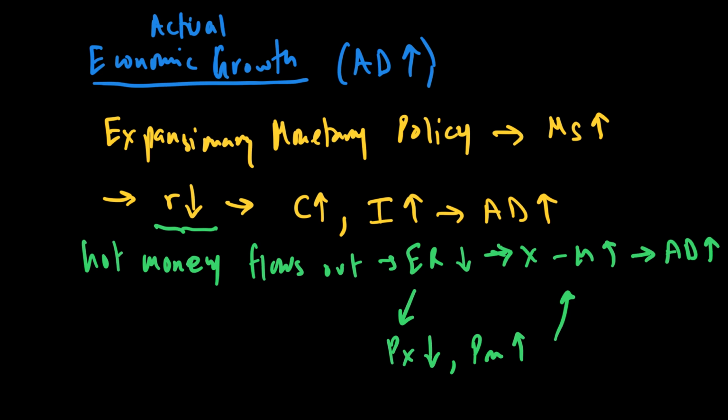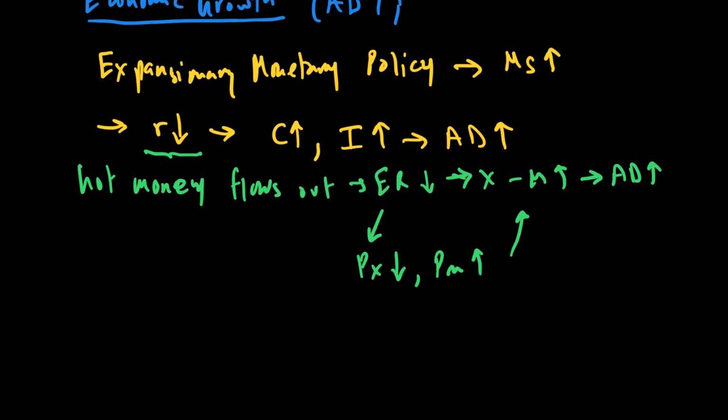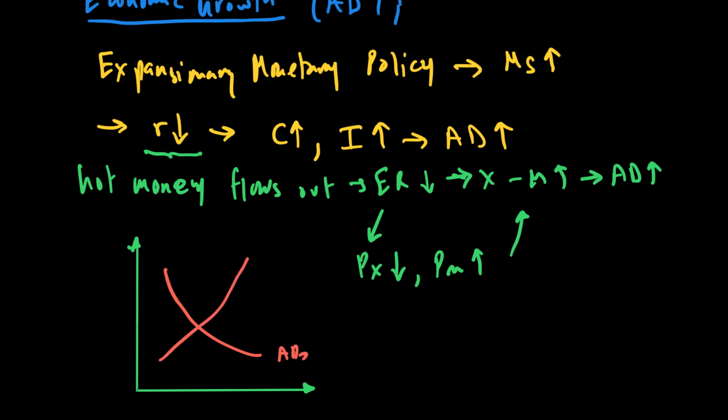So we use what we call expansionary monetary policy when we want to achieve basically economic growth, and in that case our AD curve will be shifting to the right. So our AD curve will look something like this, which will shift to the right as we are trying to achieve economic growth. So let me draw that graph here, where expansionary monetary policy is trying to achieve more economic growth or actual economic growth through this goal.